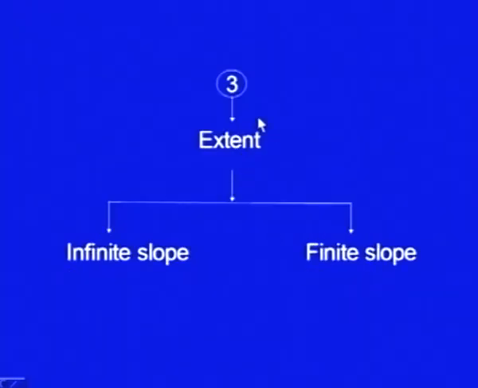The third category of the classification is extent. Based on extent, they are divided into two categories: infinite slopes, where infinite means the extent is very large, and finite slopes, where finite means the extent is small. So, infinite slopes are, for example, the hills. Hills have very large extent, so we can consider them to be infinite for theoretical analysis. And examples like embankments have smaller extent, and we will be considering them as finite slopes.